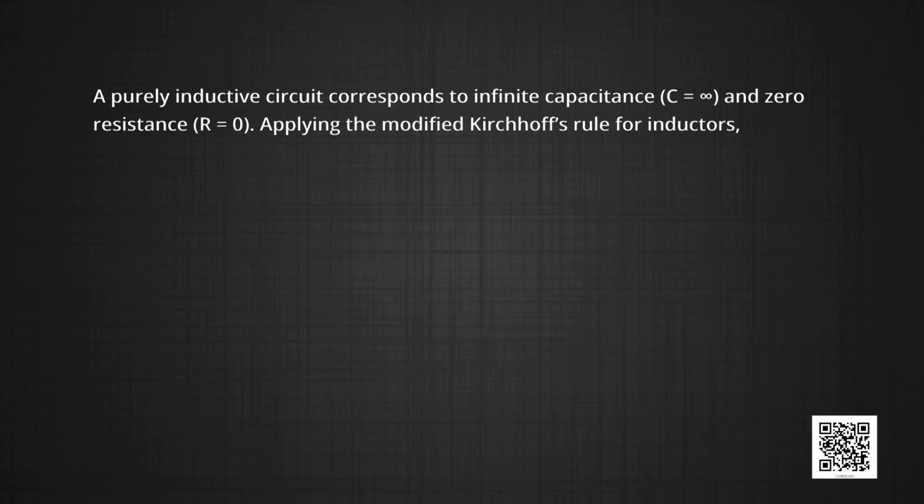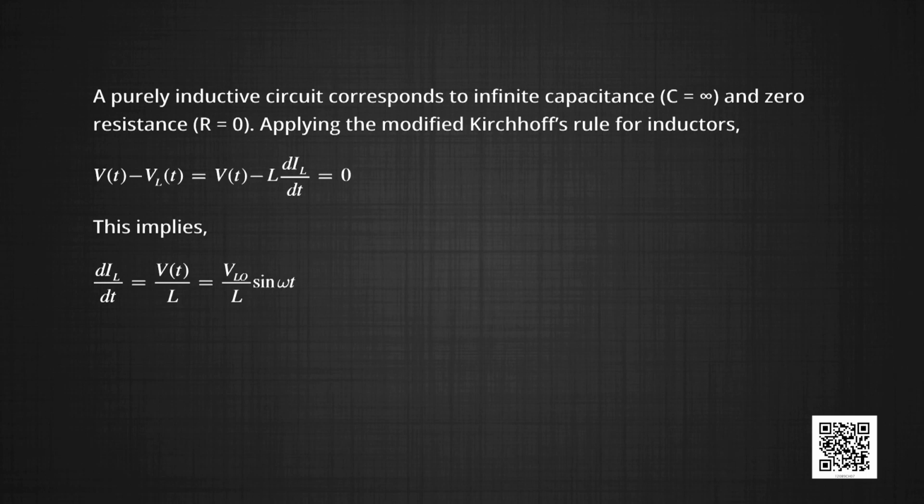Applying the modified Kirchhoff rule for the inductor, we have V(t) minus V_L, which is V(t) minus L dI/dt, equal to 0. This implies dI_L/dt is equal to V(t)/L, that is equal to (V_L0/L) sin omega t. Here we have used I = I_0 sin omega t, and V_L0 is equal to V_0, the peak value of voltage.